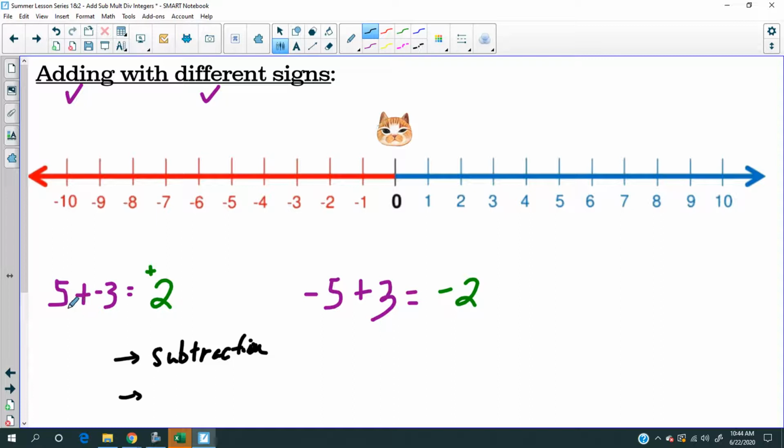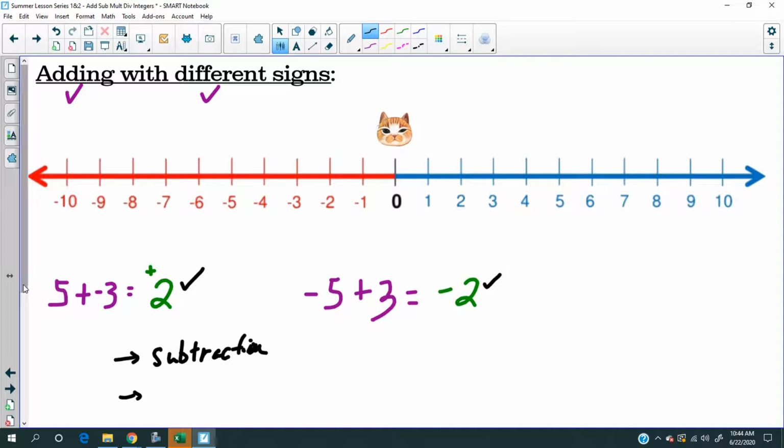Yeah, exactly. So look, the 5 here is the larger number, right? Have you noticed? And what's the sign of this larger number? Is it a positive or negative 5? Yeah, it's positive. So therefore, the answer comes out positive. On the other hand, have you noticed between 5 and 3, although 5 is the bigger number, what's the sign in front of the 5? Yes, negative. So you see how the sign came out negative?